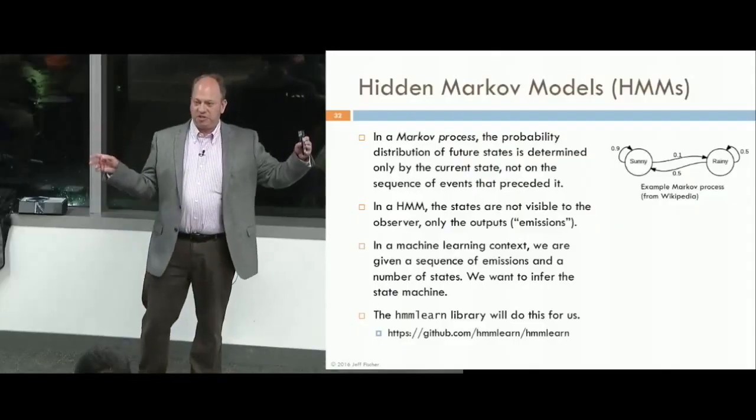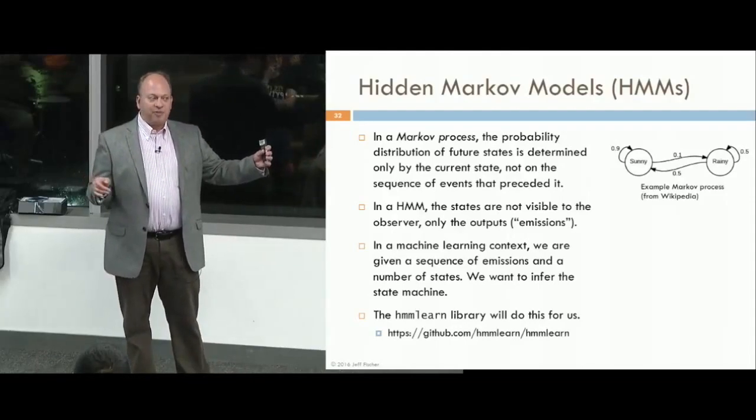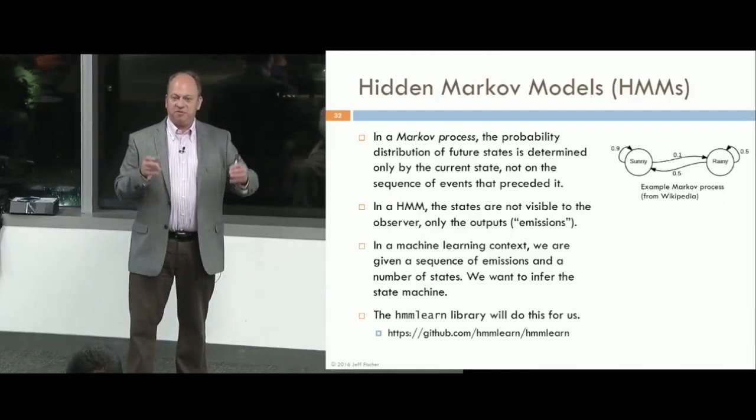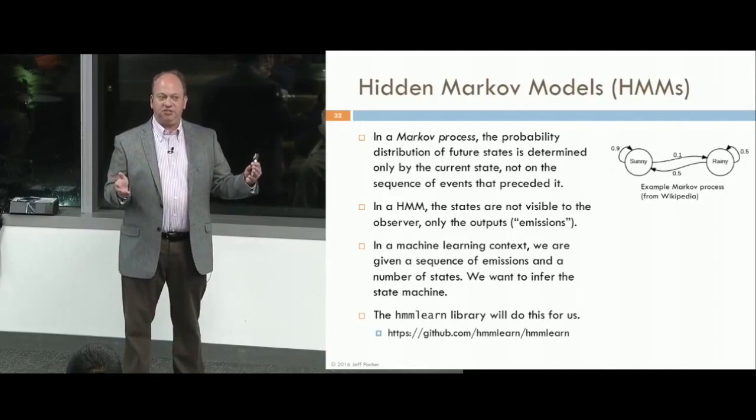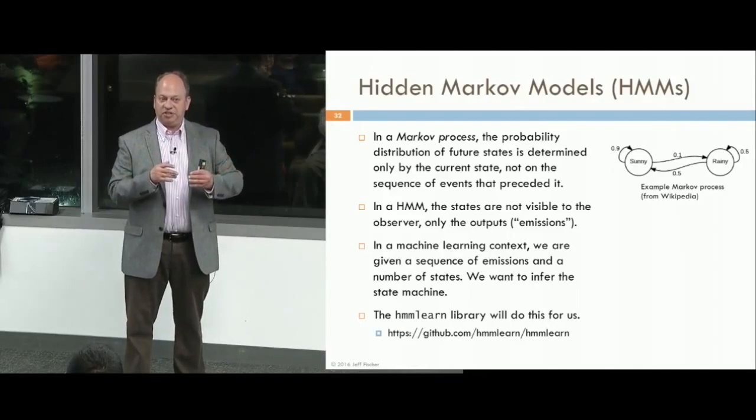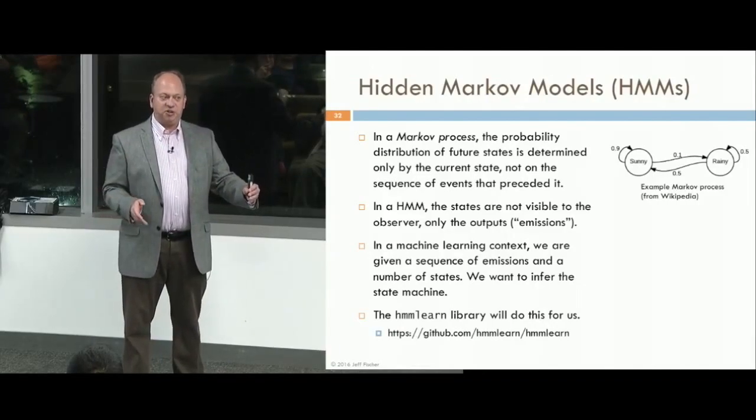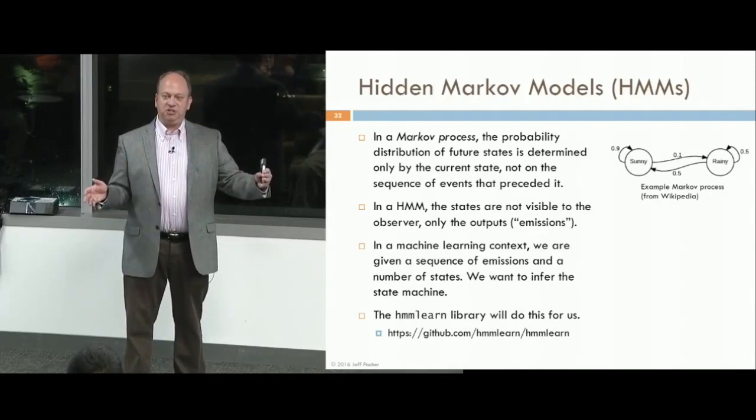Anyway, a hidden Markov model is a Markov model where the states are hidden. It's a black box. From a machine learning context, you're given a sequence of what they call emissions, which are just the outputs. Given this sequence, you pick a number of states, then use some optimization algorithms to infer what the state machine looks like. What are the transitions? What are the probabilities? That's what the Hmmlearn library will do for you.